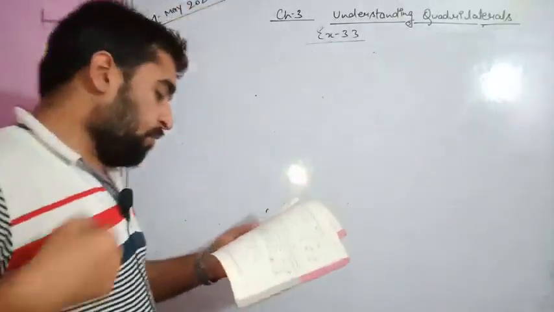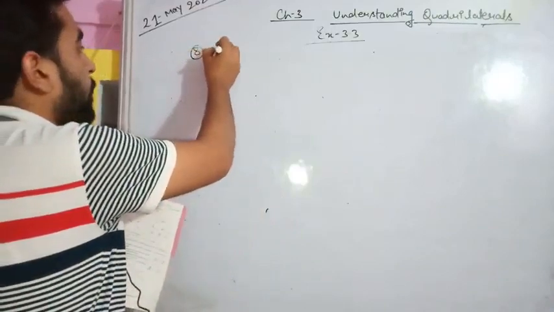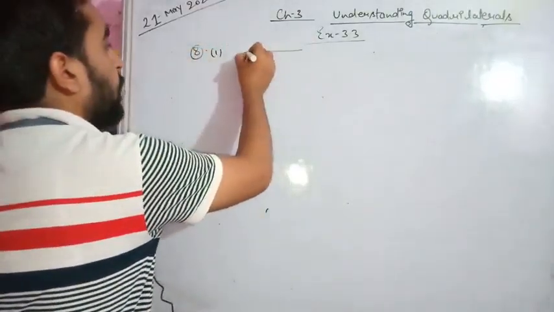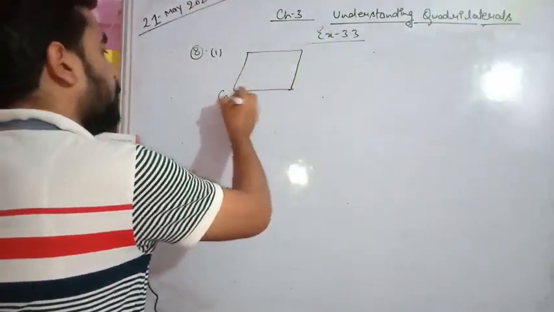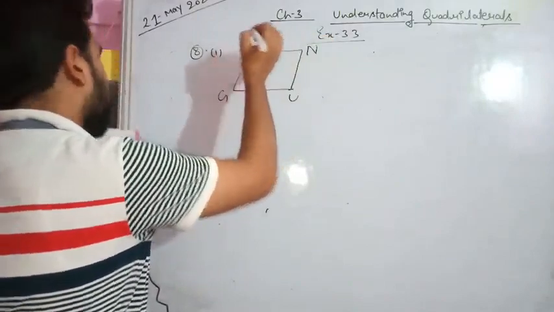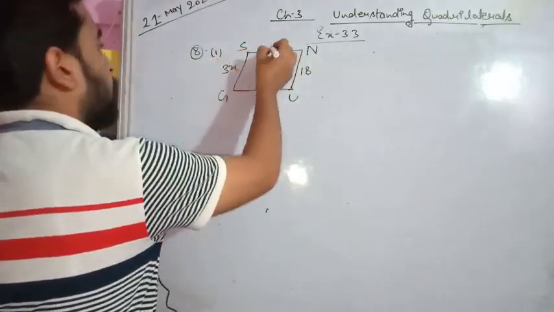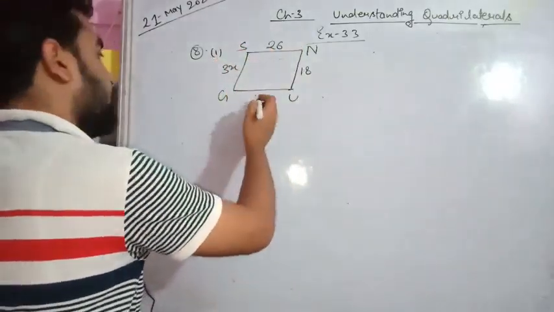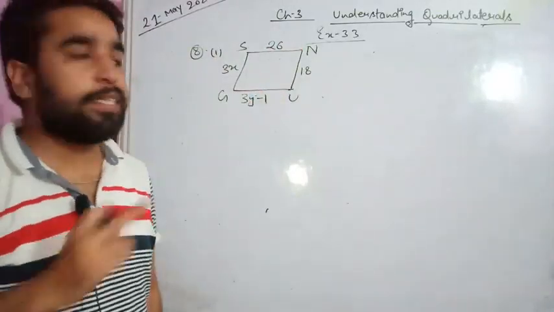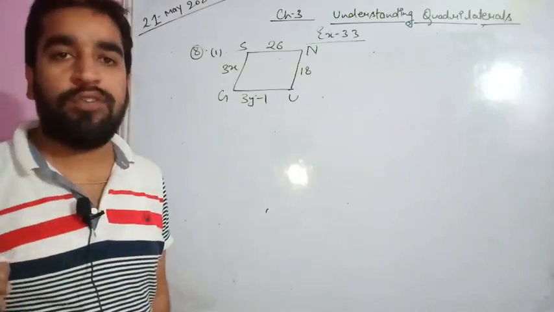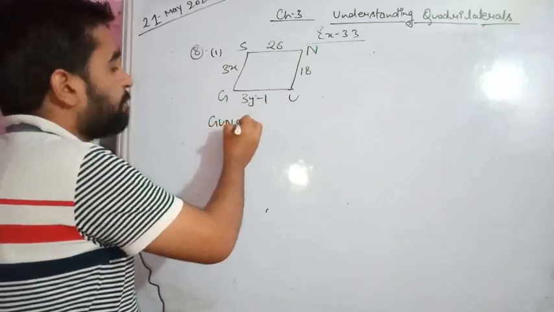Now we are going to solve question number 8, and let me draw the first part of this. Question number 8, first part. So we have to draw a parallelogram. What is the name of the parallelogram? That is GUNS. This is given 3x, this is given 18, SN is given to us as 26, and GO is 3y minus 1. We have to calculate the missing values, that is the value of x as well as the value of y.